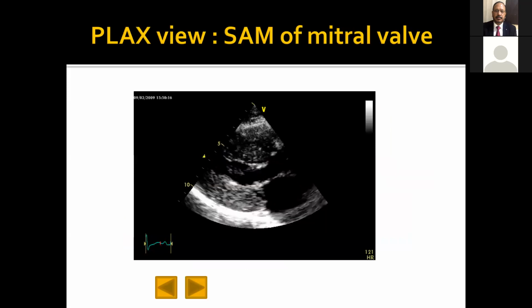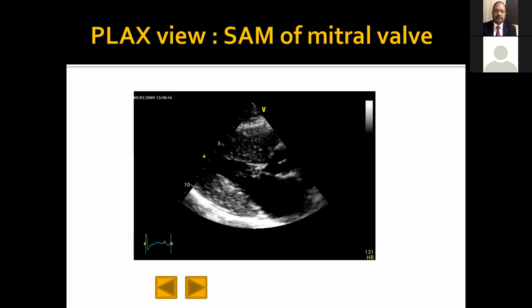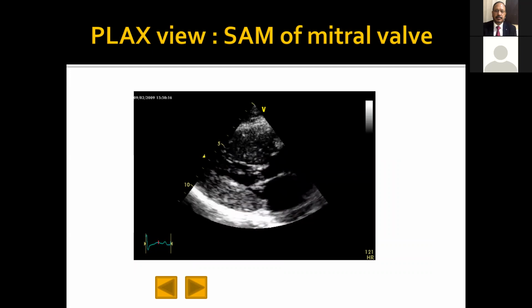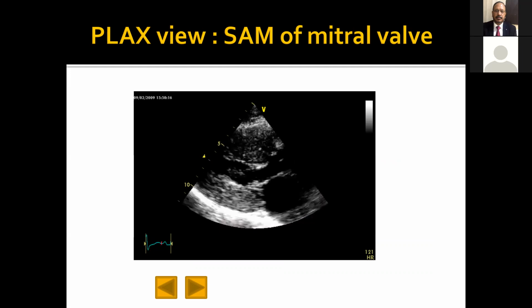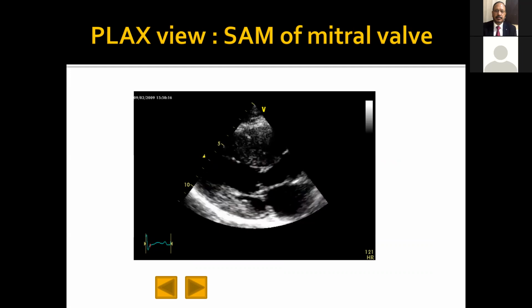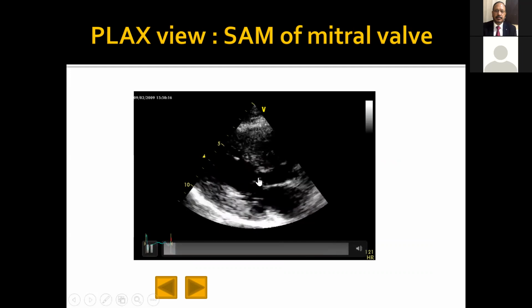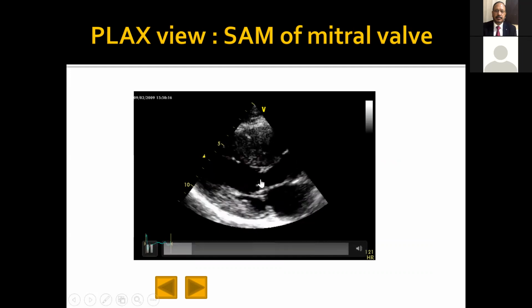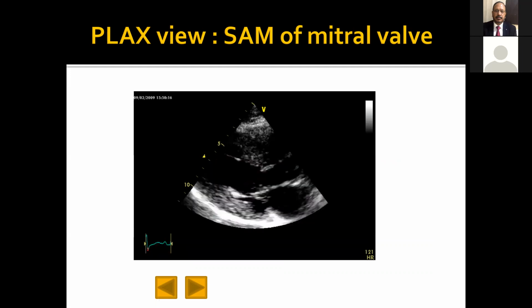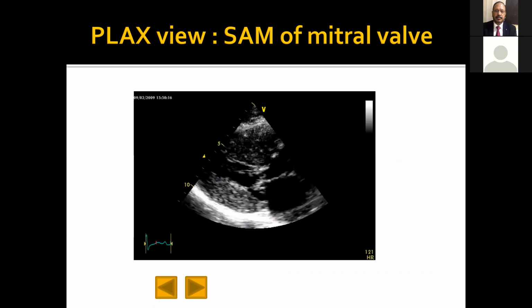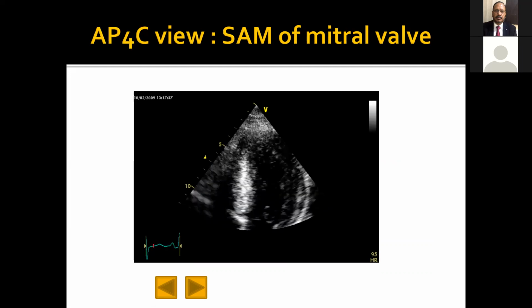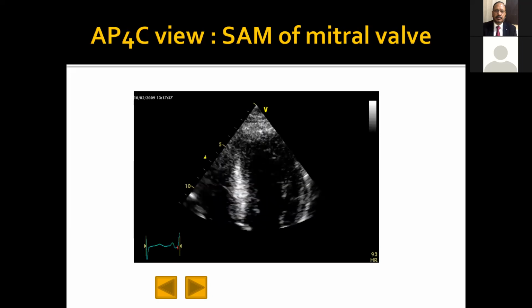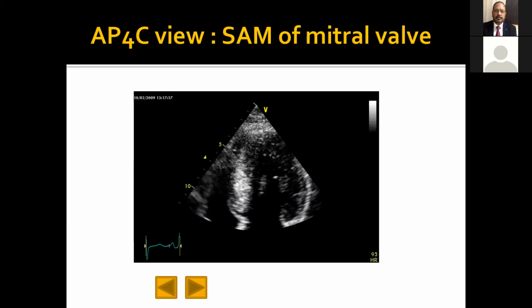This is the systolic anterior motion of the mitral valve. As the systole progresses, a part of the mitral valve curves and hits the interventricular septum, and this is known as systolic anterior motion. See this part. The anterior leaflet is touching the interventricular septum, and this is causing obstruction to the outflow of blood from the left ventricle. Same patient, see the systolic anterior motion of the mitral valve.